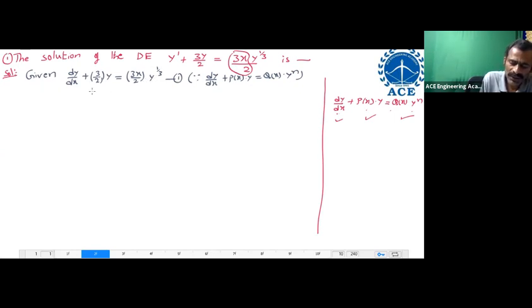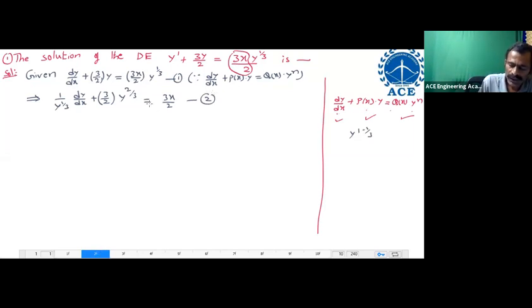For this, we divide both sides with y power 1 by 3 only, which implies 1 by y power 1 by 3 into dy by dx plus 3 by 2 into y divided by y power 1 by 3. That is y power 1 minus 1 by 3, that is y power 2 by 3, equal to 3x by 2 only. This is equation 2.